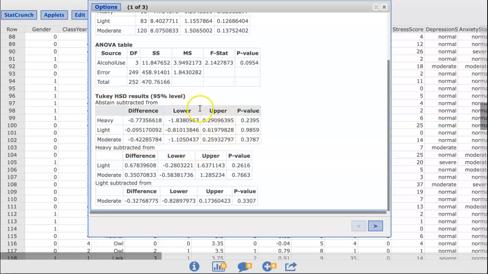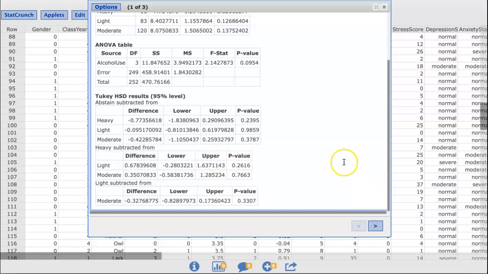And these are the 95% confidence intervals. They're actually 95%, but because of the adjustments here, this is the confidence interval for abstain minus heavy. This is the confidence interval for abstain minus light. This is the confidence interval for abstain minus moderate. And that's how we read that. And these are all our two-sample independent hypothesis tests that we saw in 9.4 and 9.5.